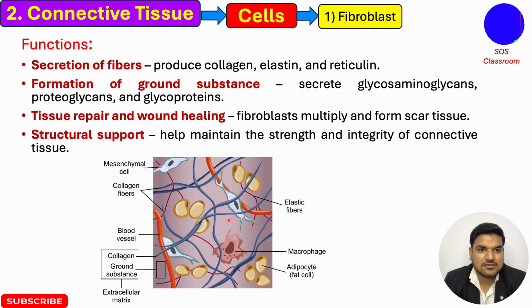So you can see this is the fibroblasts and mesenchymal cells. These are the collagen fibers, blood vessels, ground substances, extracellular matrix, macrophages. These are the adipocytes, fat cells, and elastin fibers. So mainly fibroblast function is secretions of the fibers, formation of the ground substances, and helpful for the tissue repair and wound healing and structural support.